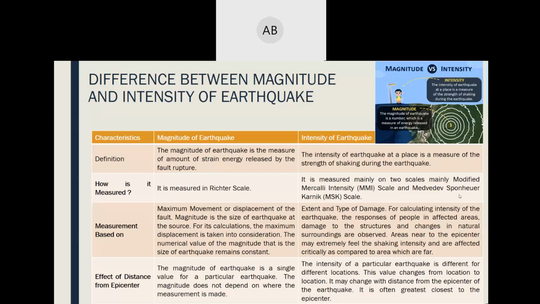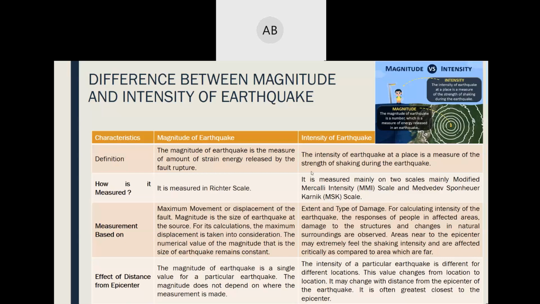But how you feel on the ground is normally given by two scales. We often hear about the MMI scale, known as the Modified Mercalli Intensity scale, and the Medvedev-Sponheuer-Karnik, MSK scale. So this is how you feel at the ground. Sometimes you just keep stable. That means your MMI or intensity is less, even though maybe the magnitude is higher.